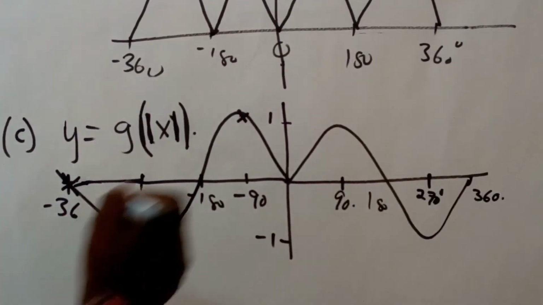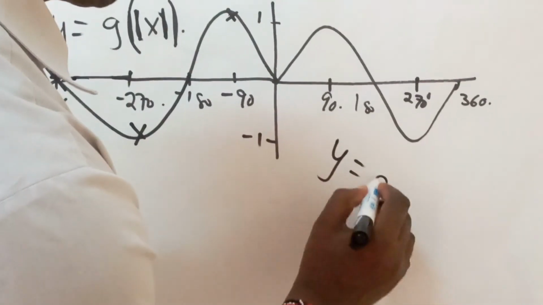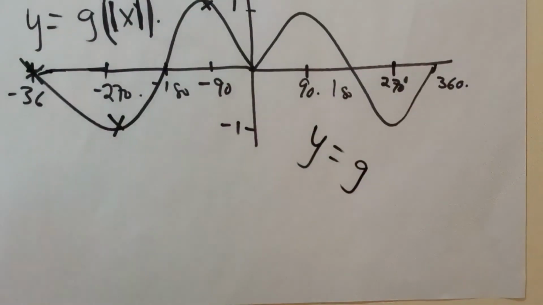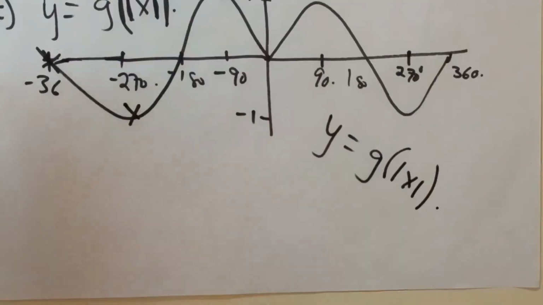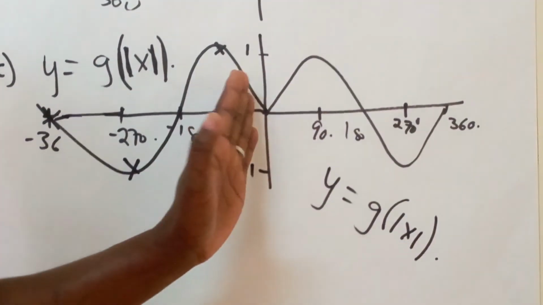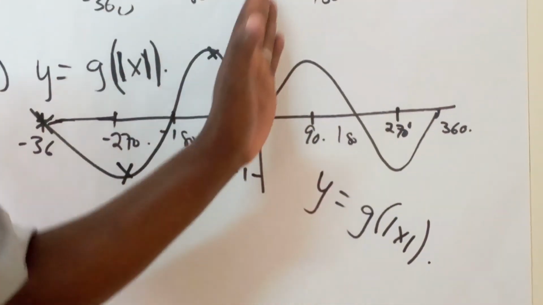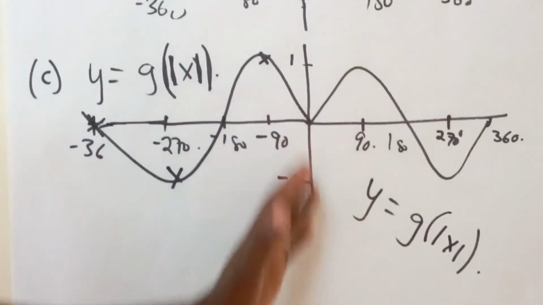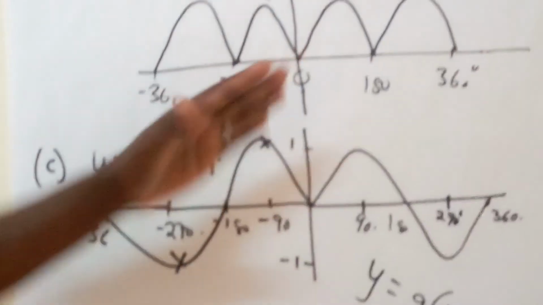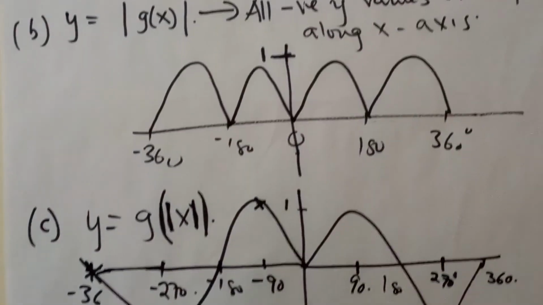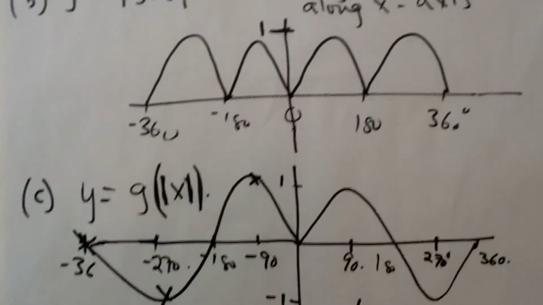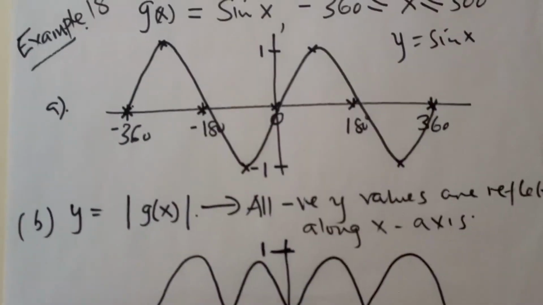And this is now the graph of y equals the function of x moduled. You can see the positive part of x is reflected along the y-axis. In the earlier part, the negative part of y is reflected along the x-axis. And that is just like it in this particular example. All right?